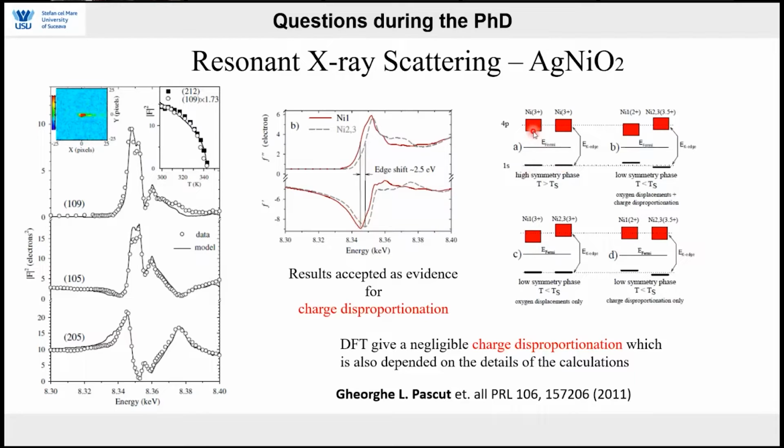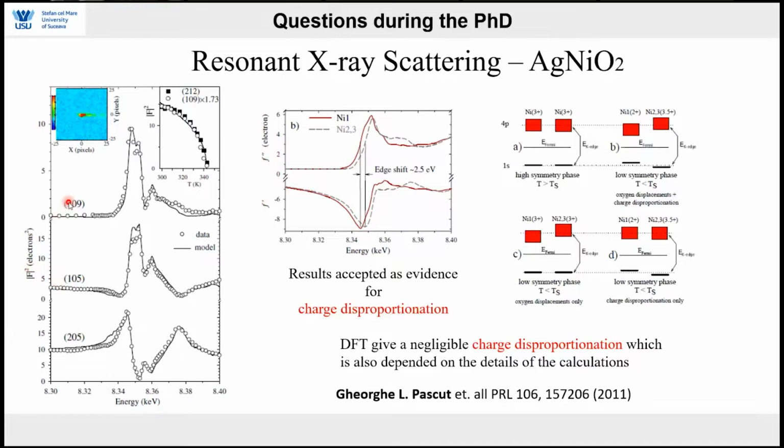How do you measure the real and imaginary parts? Is one like absorption and the other reflection? Well, absorption is connected to F double prime, the imaginary part. And you have the real part, but in reality, you don't measure these things directly. What you measure is the form factor squared. It's just the value, like I have here, 109, 105, 205.